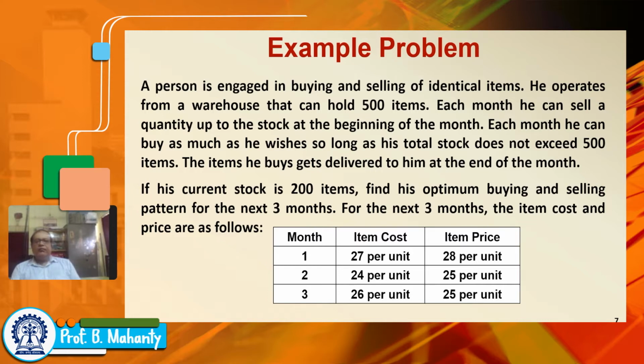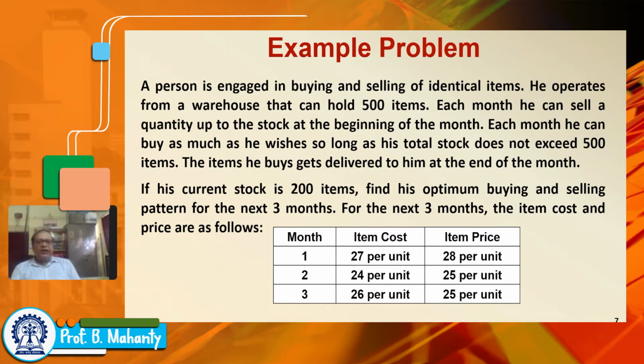He buys and puts it in a warehouse. The warehouse has only 500 capacity, and he has 200 items at the beginning of the first month. Now you tell me, by reading the problem, what happens first, the sale or the buying?